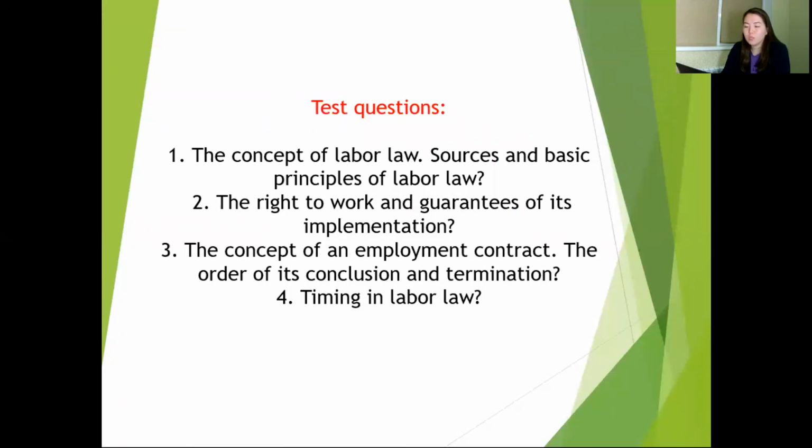Your homework and test questions will be the concept of labor law, sources and basic principles of labor law, the right to work and guarantees of its implementation, the concept of an employment contract, the order of its conclusion and termination, timing in labor law, and that's all.